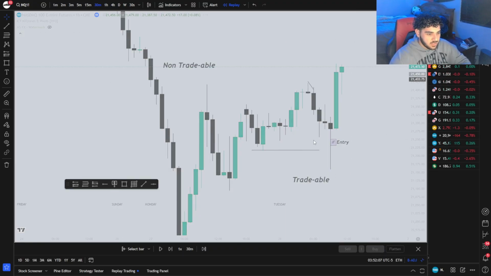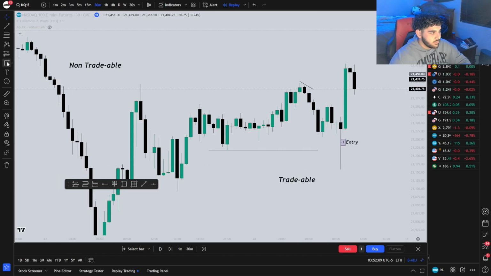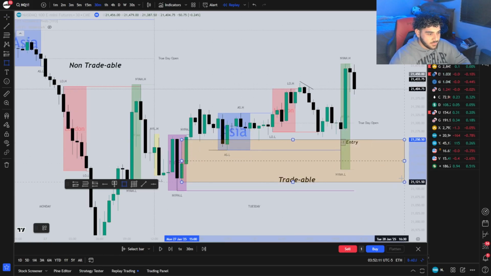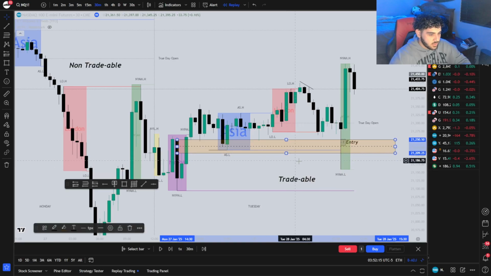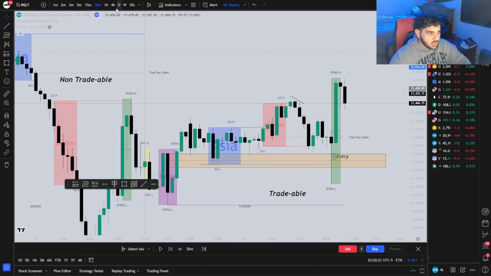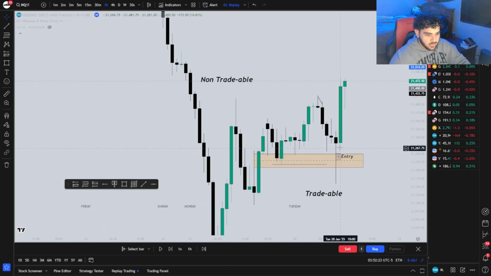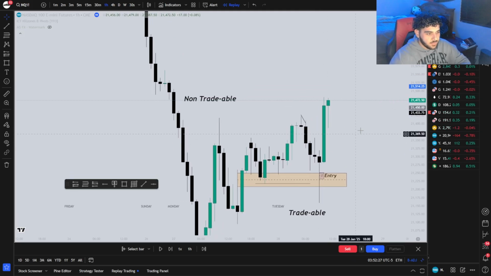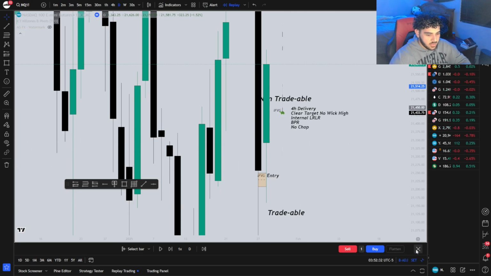So what is our delivery like? Where are we delivering from? Why are we delivering? What is the weekly doing? I'll get into that in a moment. But we have this 30-minute sweep, all sell side. Where can the hourly candle go? It could go to buy side. That's the only option. Okay, what is going on with the weekly on this week?